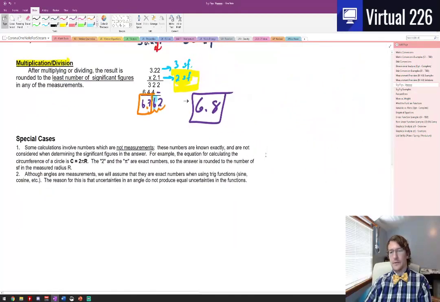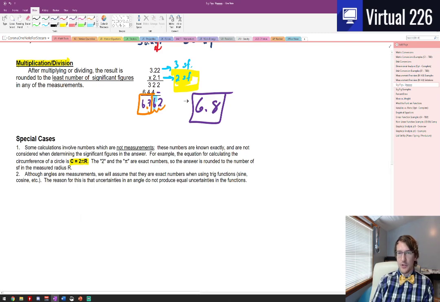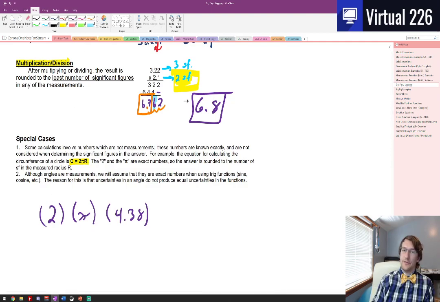If you're in geometry and you're doing something like circumference, circumference is equal to 2 pi r. The number 2 in this equation has infinite precision. You can't say like, oh, if you're taking the number 2 and you're multiplying it by pi, and you're multiplying it by r, which is like, I don't know, let's just say it's like 4.38, you can't say, oh, there's only one sig fig here for the number 2. We can only have one sig fig in the end.